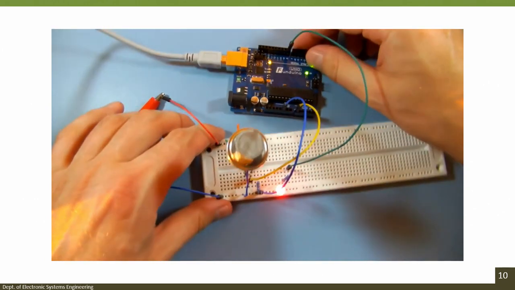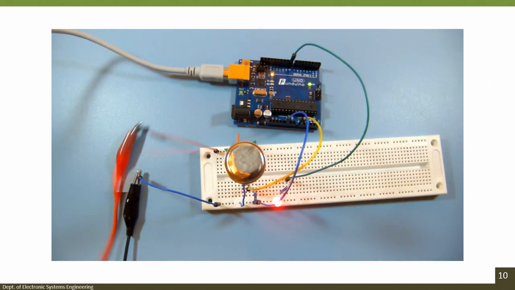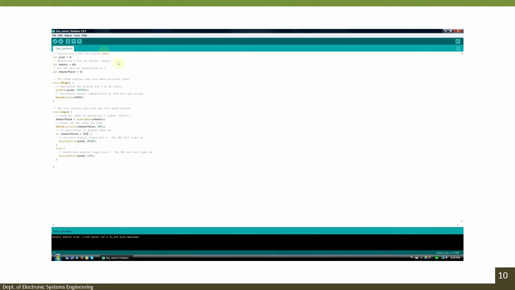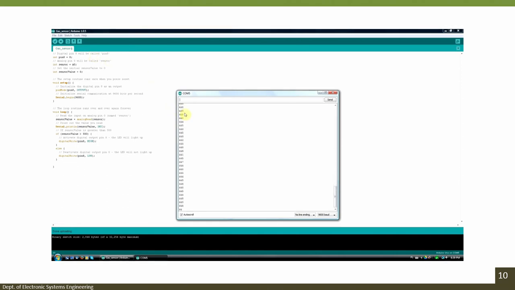Download the code from my website and upload it to your Arduino. You'll find a link in the description below. Now go to Arduino IDE, select Tools, Serial Monitor, and you should see a value between 0 and 1023. If your sensor detects gas, the value goes higher. Readings from the sensor are reliable after about 2 to 3 minutes after powering up. After about 3 minutes, you'll notice the readings will go lower and stabilize at a certain base value.